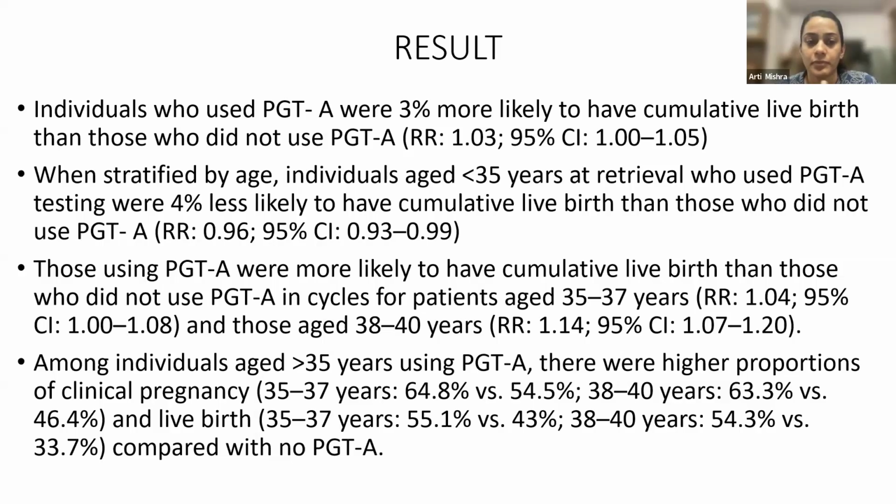Those using PGTA were more likely to have a cumulative live birth rate than individuals who did not use it between 35 to 37 years. Overall, in individuals more than 35 years using PGTA, there were higher proportions of clinical pregnancy rate and live birth rate compared to individuals who did not use it.